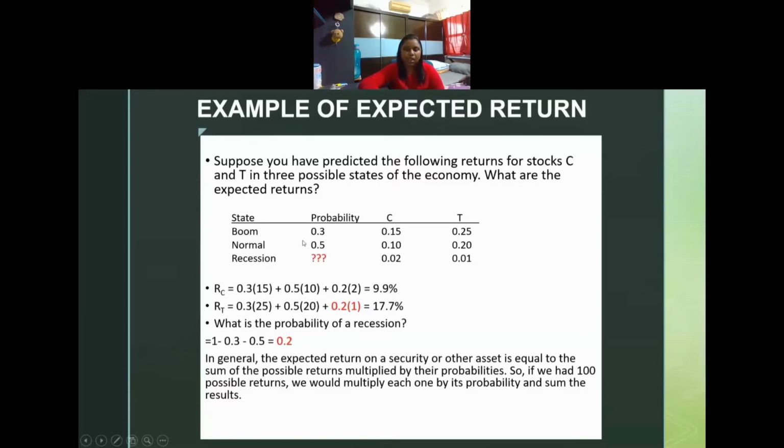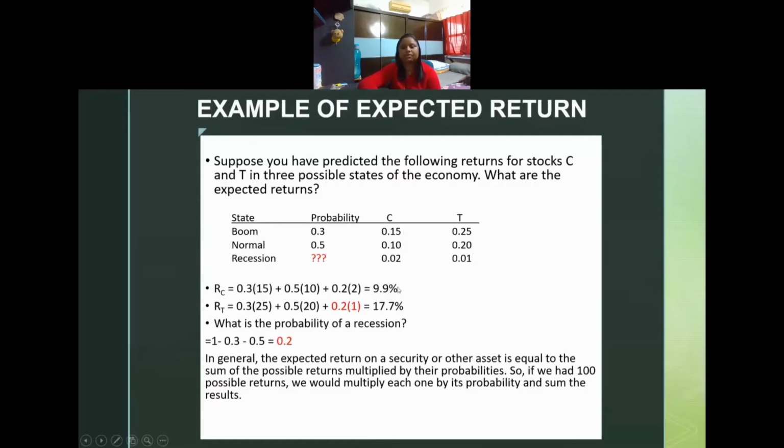Now we have to calculate for stocks C and T. How do we calculate? Since we have the probability figures, we can multiply with stocks C and T. First we'll look at stock C. We proceed with the probability, which is 0.3, multiply with 0.15, then add 0.5 multiplied with 0.10, and the same here: we take 0.2 and multiply with 0.2. That's how you will get for stock C, which is 9.9%.